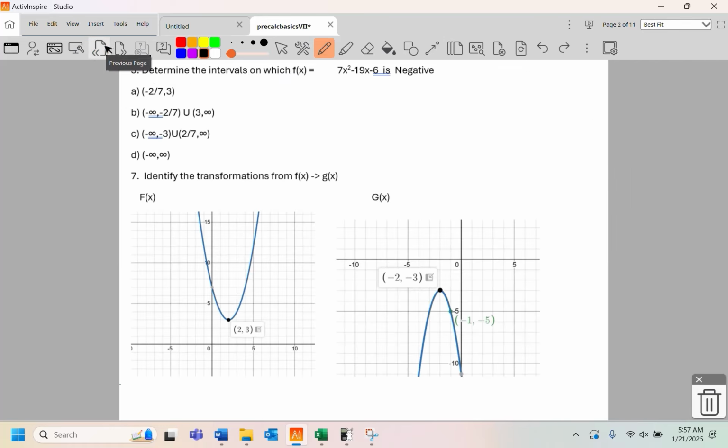All right, number 7, one of the tougher ones. So be thinking about your general transformation rule.